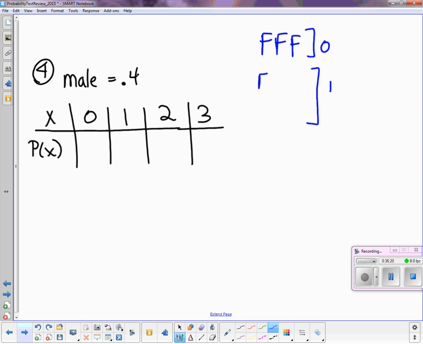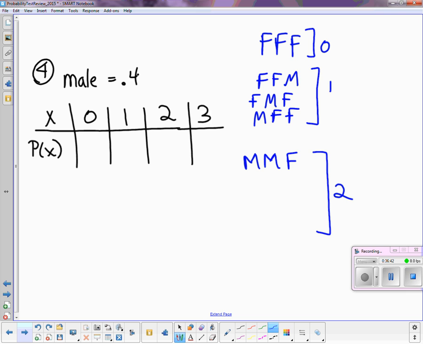What are the outcomes for 1 male? I could have the male at the end. I could have that little male in the middle. Or it could be in the beginning. Would you agree? Continuing with my sample space idea, what are the outcomes for 2 males? I could have male, male, female. Male, female, male. Or female, male, male. Is my sample space complete? Why? I could have all males, so all 3, right?